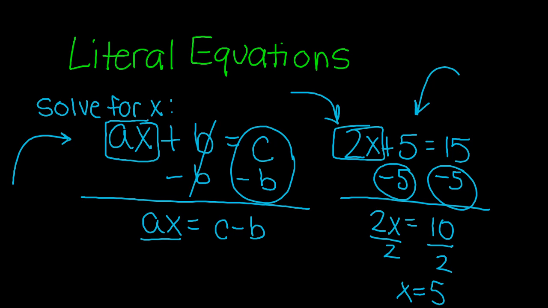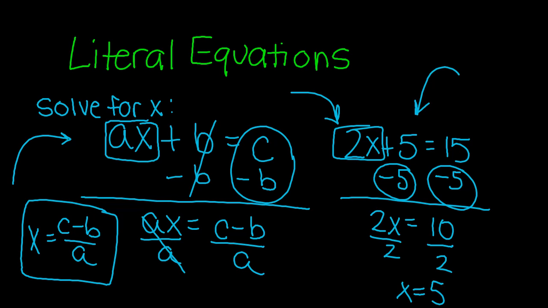We're going to divide by a on both sides, and then the x is going to be by itself. We end up getting an answer that looks like x equals c minus b over a. That's my final answer. That's the best I can do. There's nothing I can do to combine that a and that b and that c in any way because they're all different variables. So I'm stuck with x equals c minus b over a.